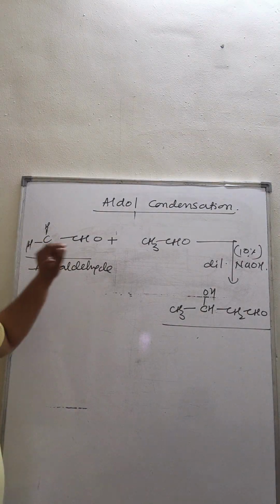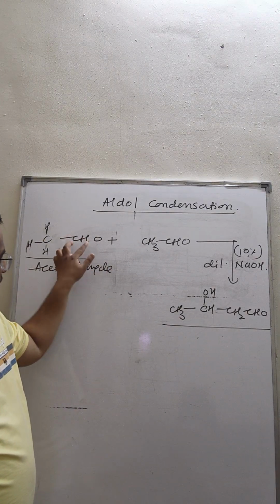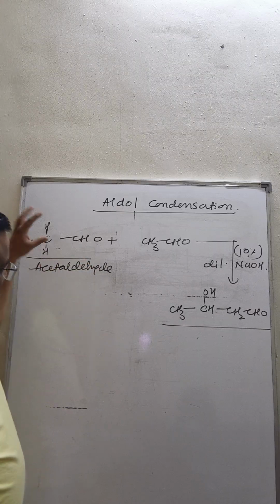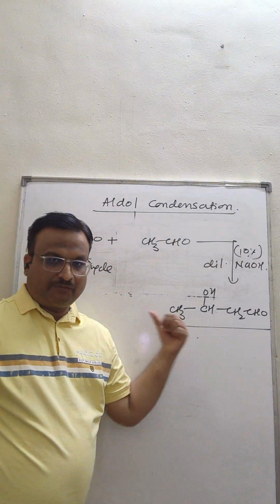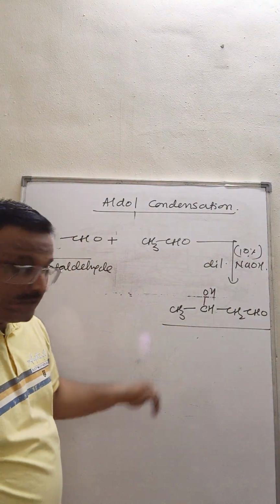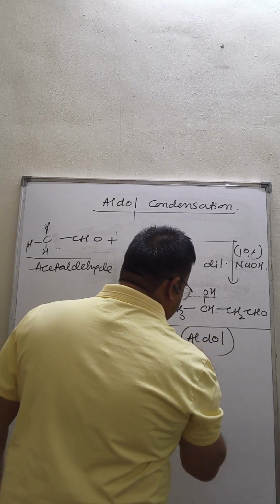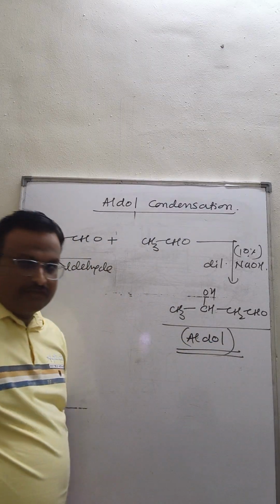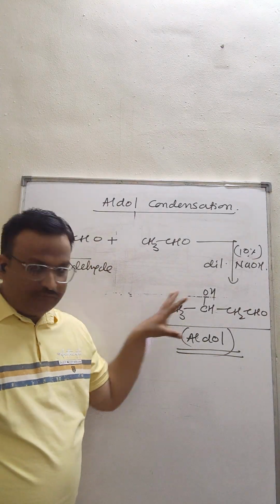That means the alpha hydrogen atom of one of the molecules gets transferred toward the carbonyl oxygen, and with the help of the linkage we get this type of molecule. This is not the final product, my friends, but this is an aldol molecule. Aldol means its category name. Aldol is nothing but the category of this type of molecule.